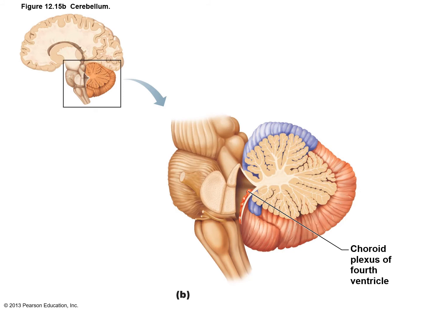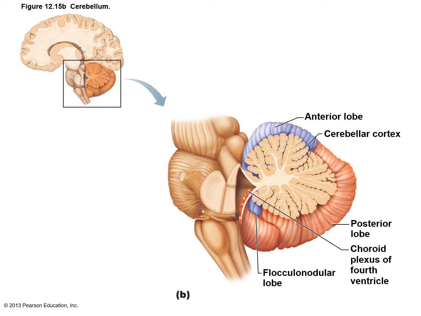Taking another look at the cerebellum, highlighted we've got the choroid plexus of the 4th ventricle, but we're going to ignore that for just a moment. And instead what we're going to do is take a look at the lobes. So you have the anterior, the posterior, and the flocculonodular. Here we have the cerebellar cortex highlighted, and here we have the arbor vitae highlighted.